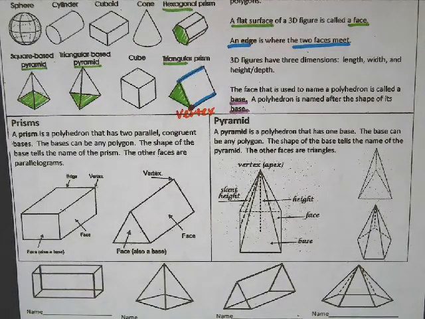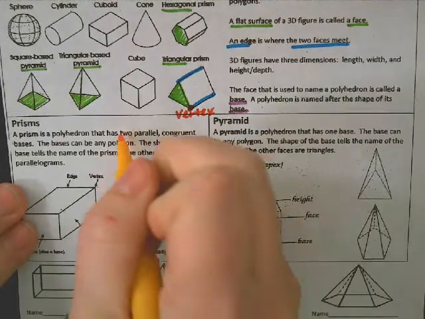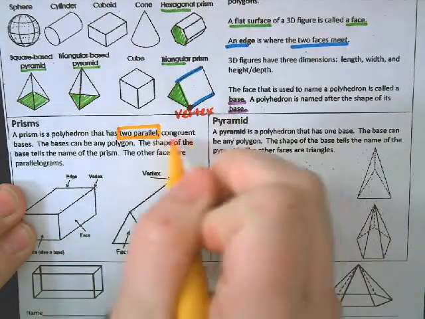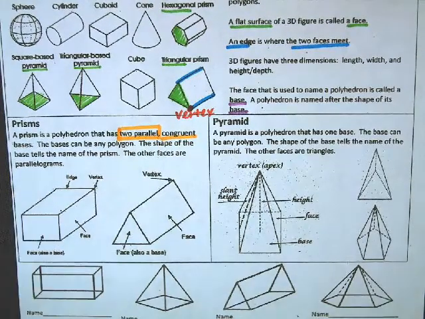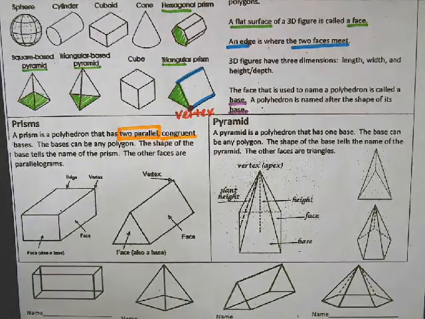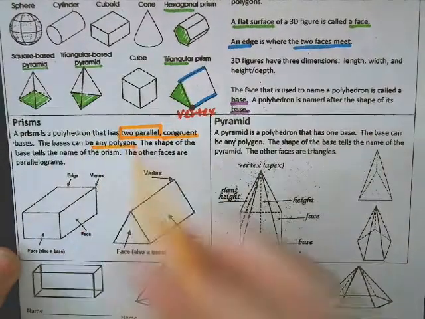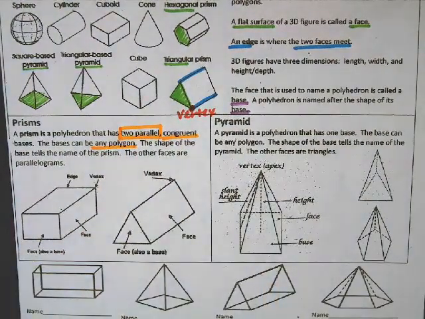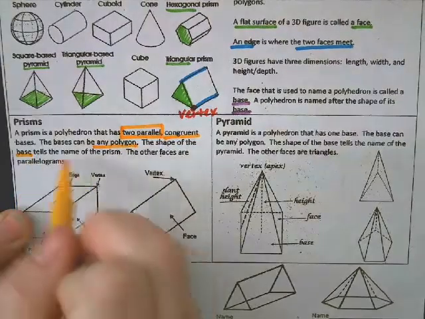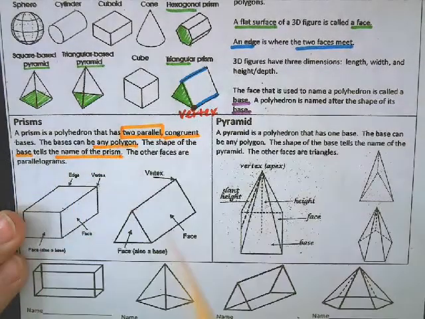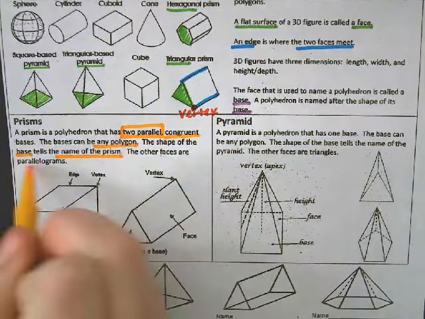A prism is a polyhedron that has 2 parallel and congruent bases. So let's go ahead and box that in. We've got 2 parallel and congruent bases. The bases can be any polygon. That's really important. Any polygon will work. The shape of the base tells the name of the prism. The other faces are always going to be parallelograms.